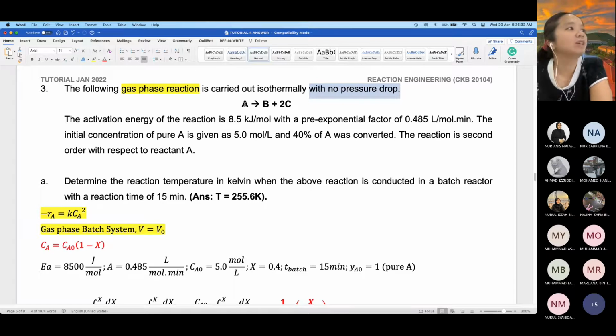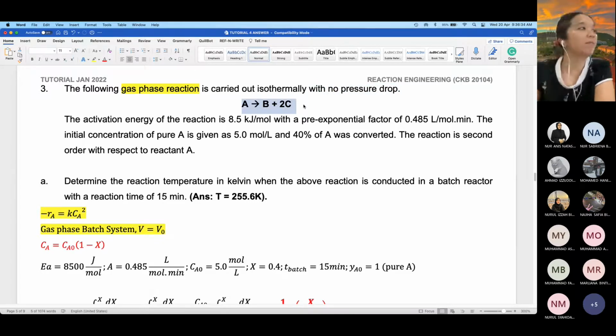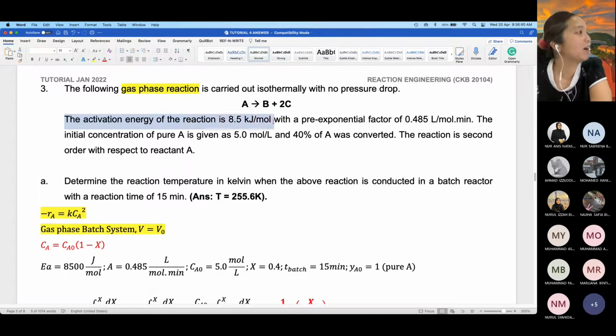Okay, so the reaction is A to produce B and 2C. The activation energy is 8.5 kilojoule per mole with a pre-exponential factor of 0.485 liter per mole minute. So they give us these two pieces of information. Probably by now you're already familiar. This information is to be applied in the Arrhenius equation.